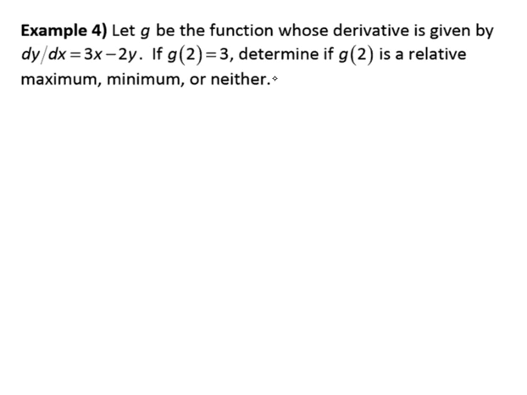So it says let g be the function whose derivative is given by this. So we're given the derivative this time, and you can see that it's an implicit derivative. So what I can't do is figure out what the original equation is. And I also can't really do a sign chart here because I have both an x and a y. So this isn't really going to help me to use the first derivative test. So we're going to have to use the second derivative test. So they give me a point at g of 2 equals 3. Determine if g of 2 is a relative max, min, or neither.